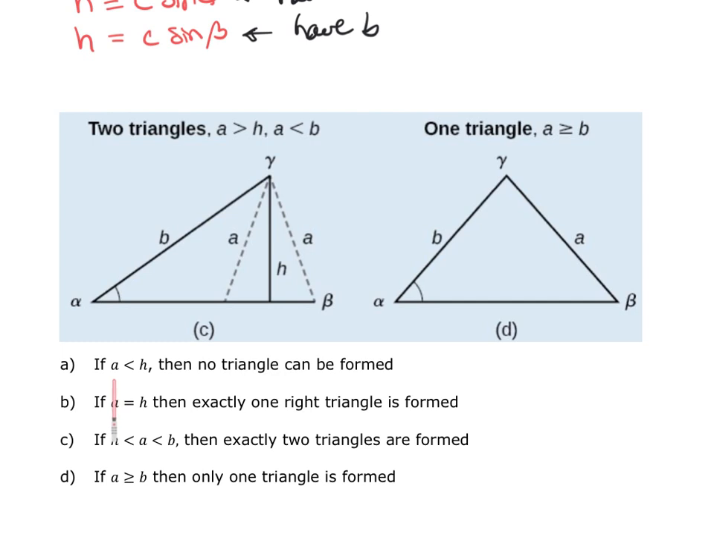So here are your four cases, H, A, and B. When we're talking about these four cases, I want to be clear that we are talking about an alpha or an angle, or we'll just call it theta, generically. The angle that is given to us is less than 90 degrees and is greater than 0. So in this case, our first case is A is less than H: we have no triangles. If A equals H, we have exactly one triangle. If A is between H and B, then we have two triangles. And if A is greater than or equal to B, then we have one triangle.